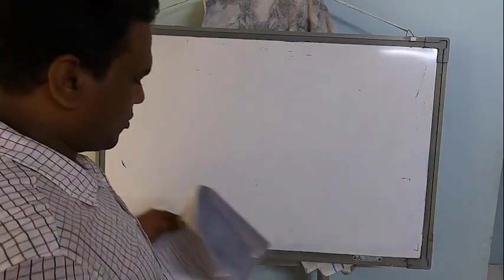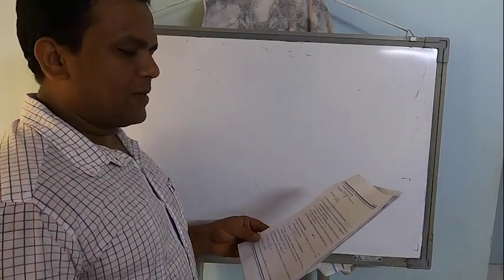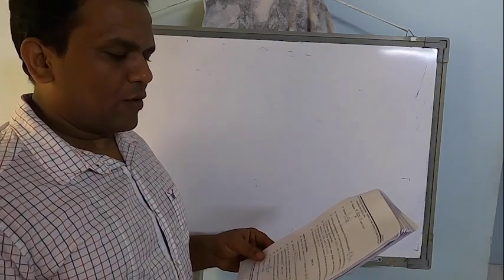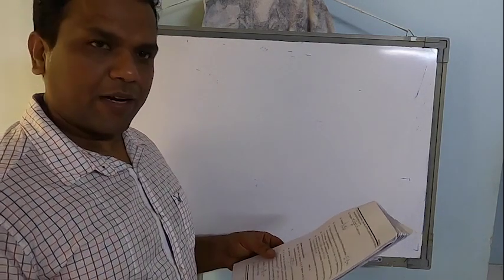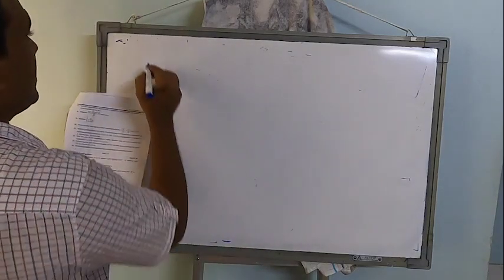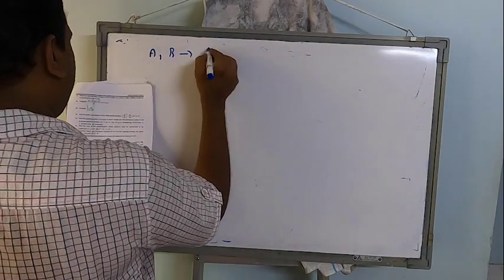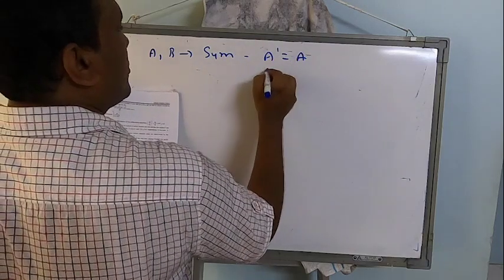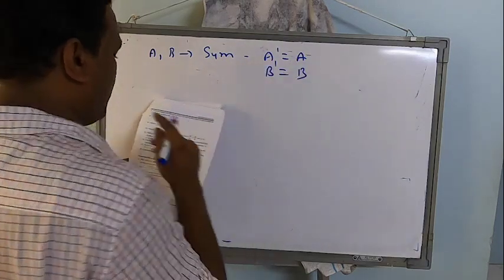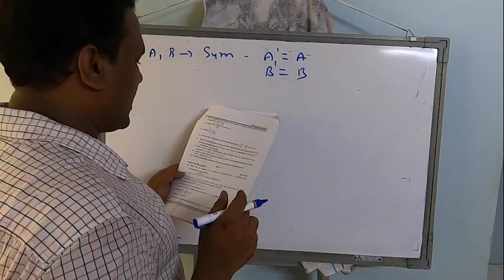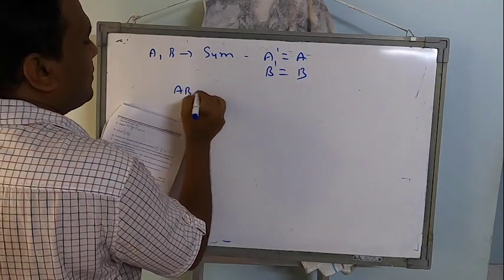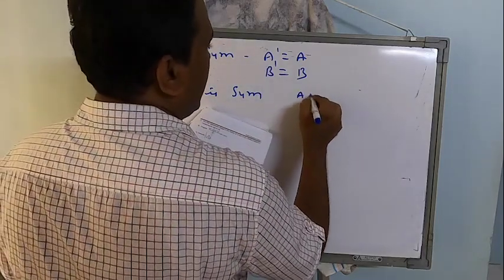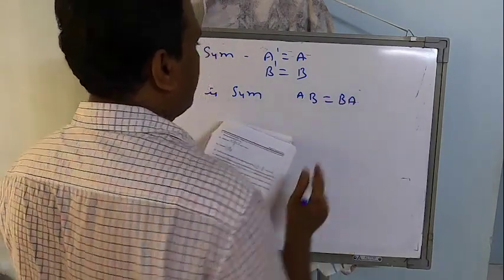So in question number 27, a statement based problem is there. If A and B are symmetric matrices of same order, then show that AB is symmetric if and only if A and B are commutative. Okay, so A and B have already been given as symmetric matrices. That means A transpose equal to A and B transpose equal to B. By using this, what do I need to show? AB is symmetric if and only if AB is equal to BA.